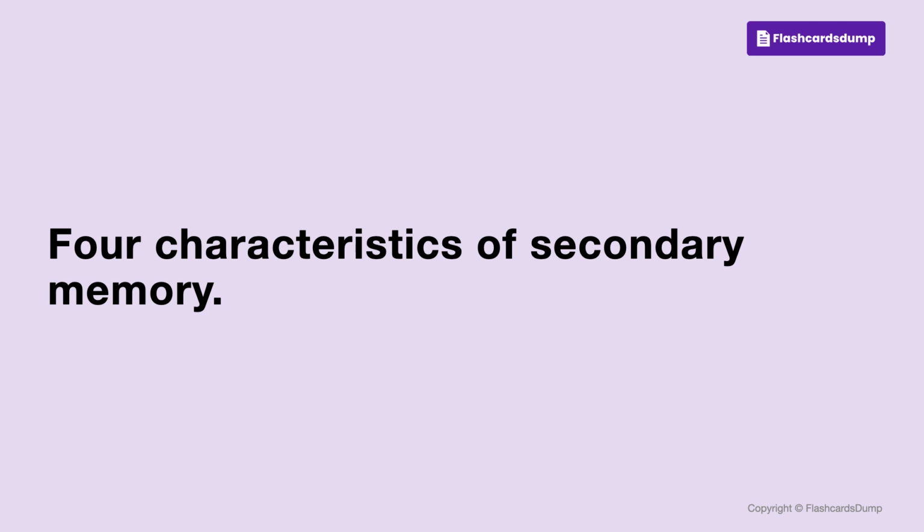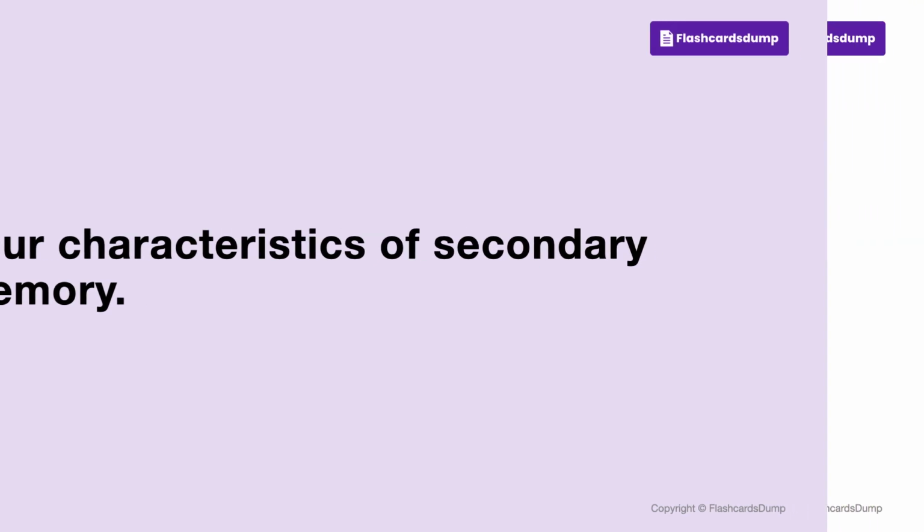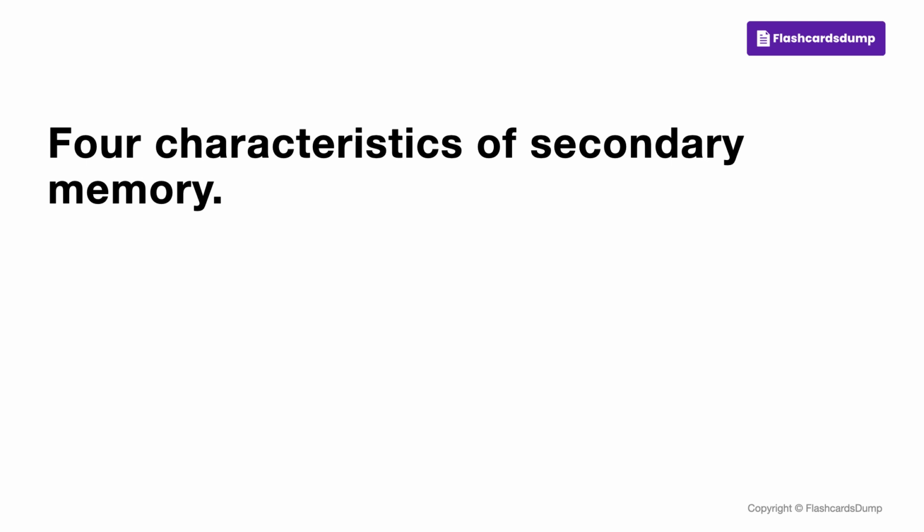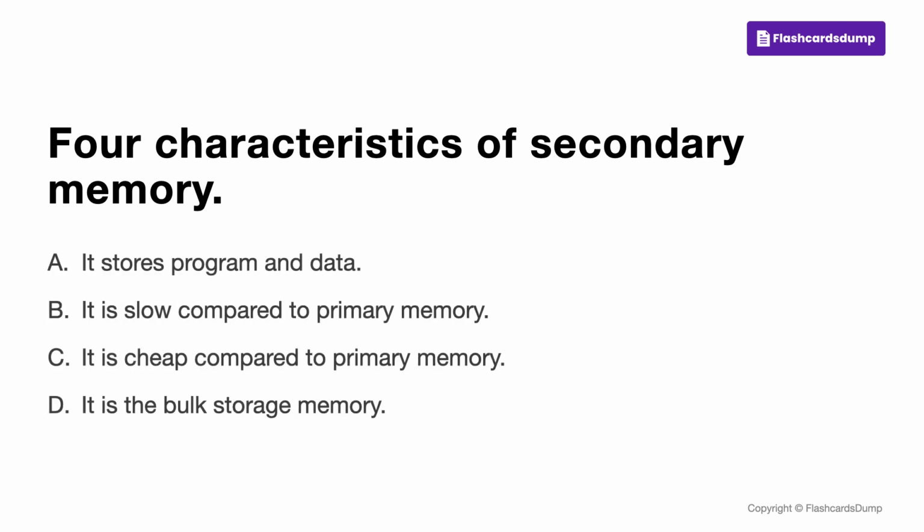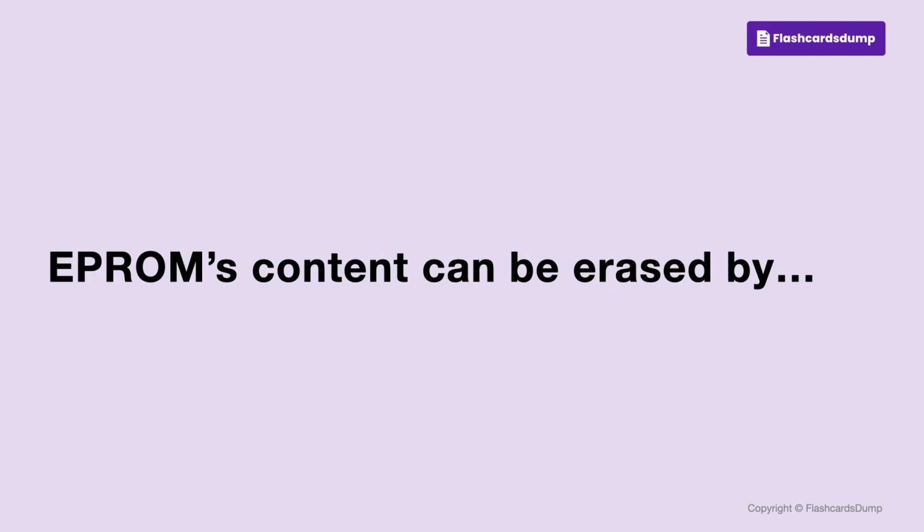4 characteristics of secondary memory. It stores program and data. It is slow compared to primary memory. It is cheap compared to primary memory. And it is the bulk storage memory.